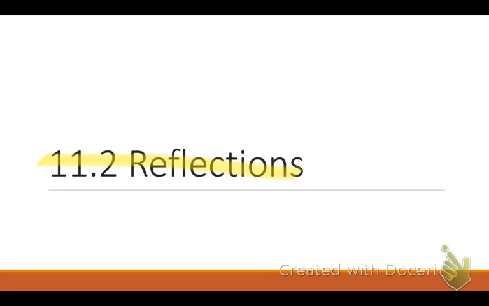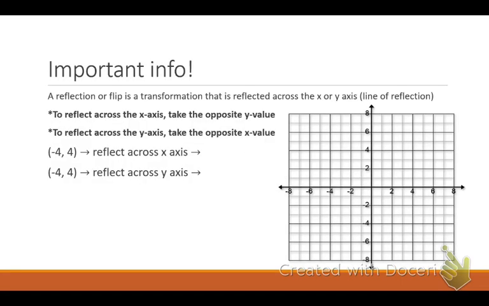Does anybody remember? We only said it very briefly. We didn't even write it down. Does anybody remember what our key word was for reflection? I think I talked more about it in 6th hour than this class. So with a reflection, it is a flip. A reflection is a flip. It's a type of transformation that flips, and it is reflected across either the X or the Y axis, which I call the line of reflection.